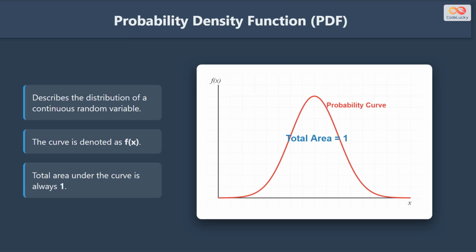Since we cannot list every single possible value in a table, we use a graph to describe continuous variables. This is called the probability density function, or PDF. The curve, denoted as f of x, shows us how the probability is distributed. The most important rule to remember is that the total area underneath this entire curve is always equal to exactly 1, representing 100% probability.